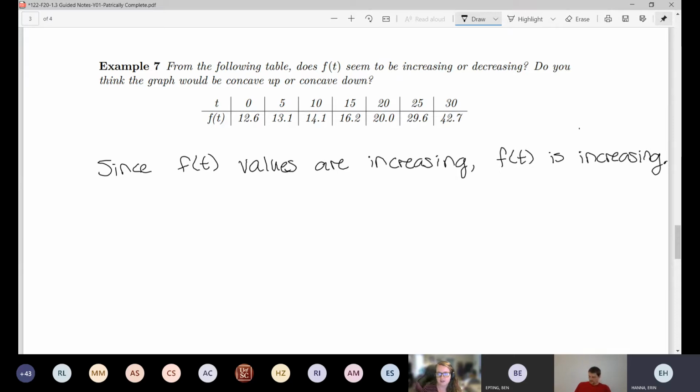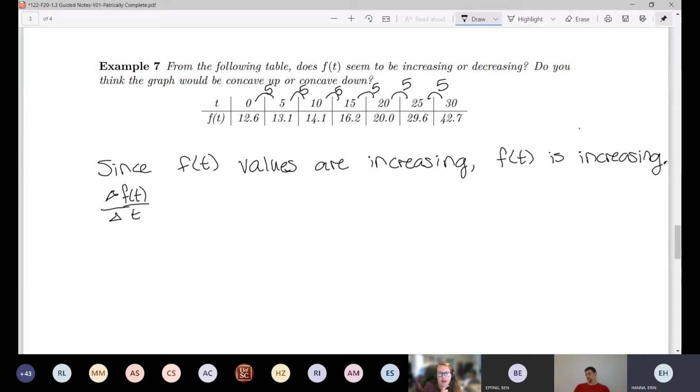Now concavity, just like with the graph, it's a bit harder and we need to do a little bit more work. So for concave up or concave down, the thing we want to look at is the slopes. Because again, we have to figure out, is it bending up or bending down? So let's look at the slopes here. We're going to want to find our change in f of t's over change in t's. So let's do our little loops. All of our t's are increasing by 5. So that's super nice.